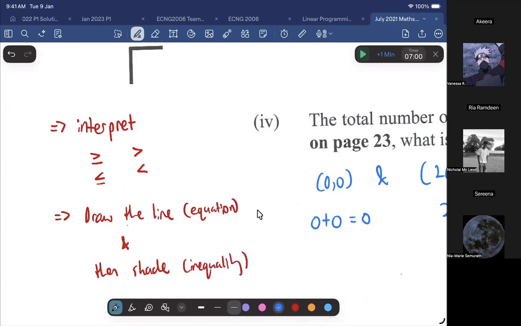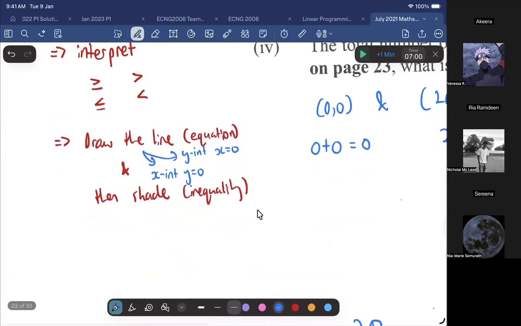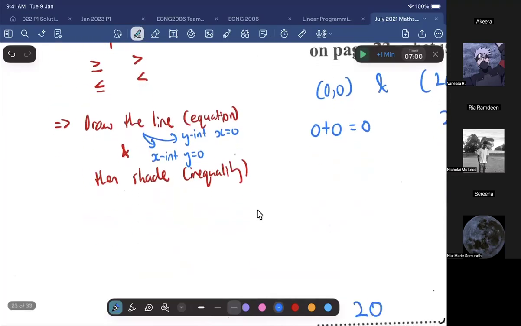To draw the line, how many points do we use? Two, right? And what are the two points we typically use? The x and y intercepts. At the x-intercept, what do we know? y is 0. At the y-intercept, what do we know? x is 0. Great. And you're going to plug that into your equation to figure out the corresponding x value and the corresponding y value. Great. Now you add a shade.